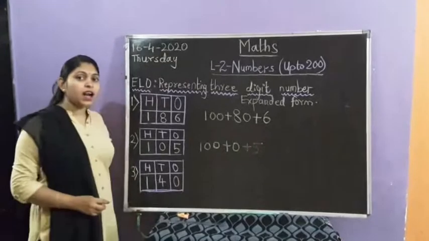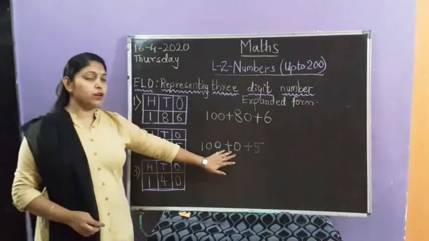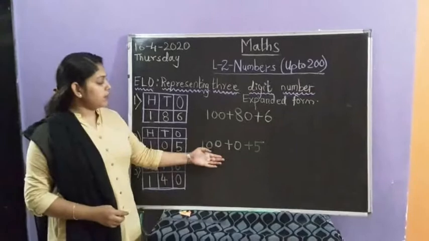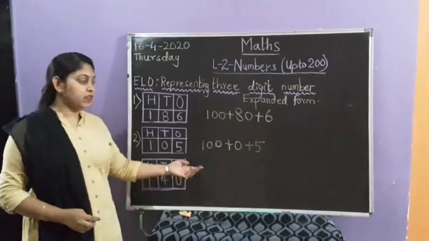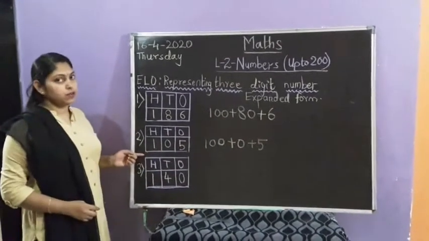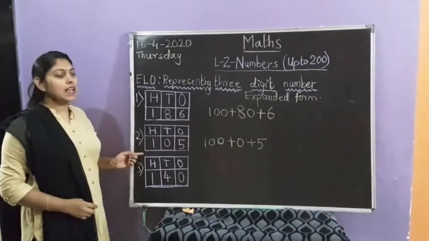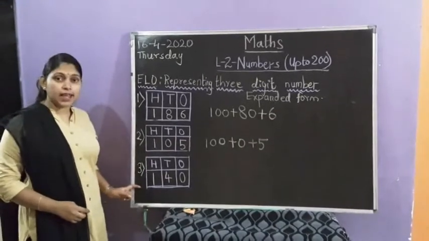Let's cross check our answer. 100 plus 0 is 100. 100 plus 5 is 105. Can you see the number here also is 105. Let's move on to our third example.